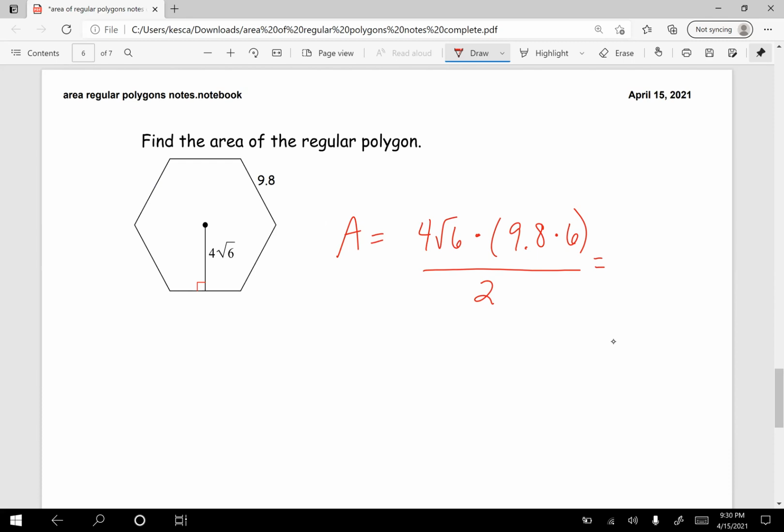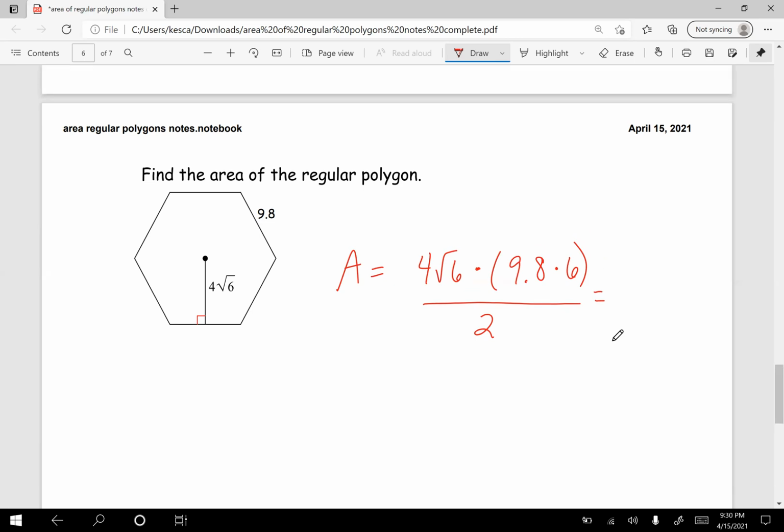Okay. And if you have an iPhone, I really recommend using the Google calculator or the Desmos calculator that we have included on the assignments to help you with this. So 4 square root 6 times 9.8 times 6 divided by 2 gives us 288.05, so it's going to be 288.1.